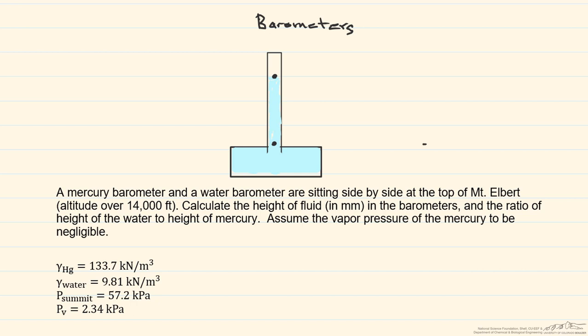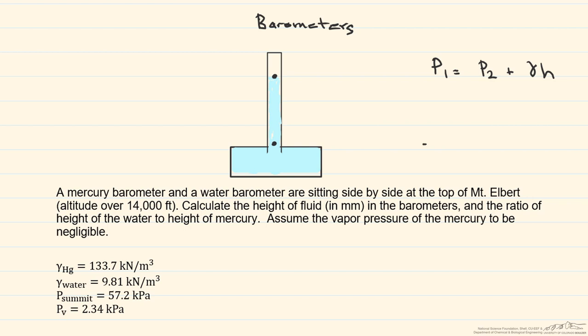A barometer is one of the simplest devices to measure pressure. It consists of a glass tube closed at the top end with the open end immersed in a fluid-filled container. To calculate the height of fluid in the barometer, we use the equation for hydrostatic pressure such that P1 is equal to P2 plus the specific weight of the fluid times the height of the fluid.